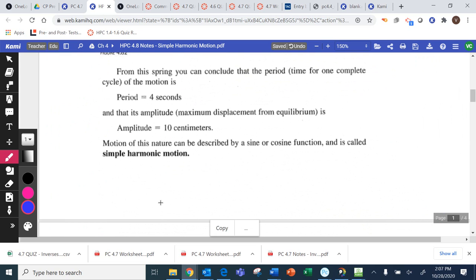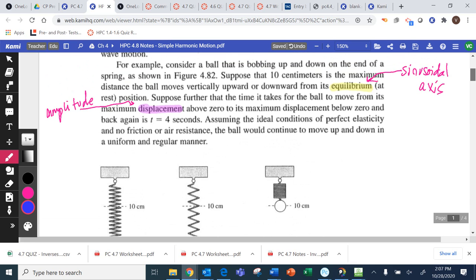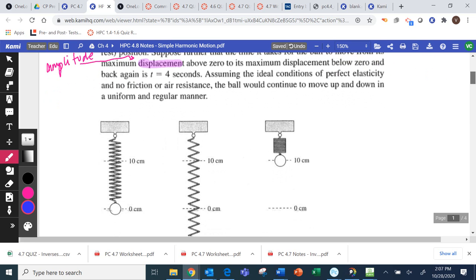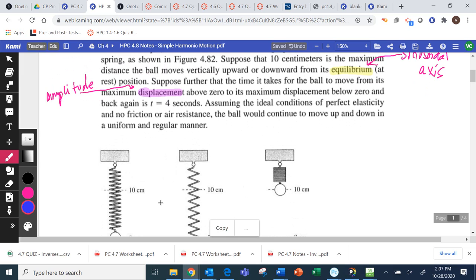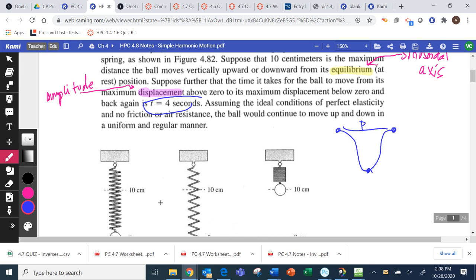And then it says, from the spring, you can conclude that the period, the time for one cycle, it said up here, but I skipped over it. It said that the ball goes from its maximum displacement down to its maximum negative displacement, all the way back up to its maximum positive displacement, and it takes 4 total seconds. So that 4 total seconds that it takes for the ball to go from here to here to here again, that would be the period.